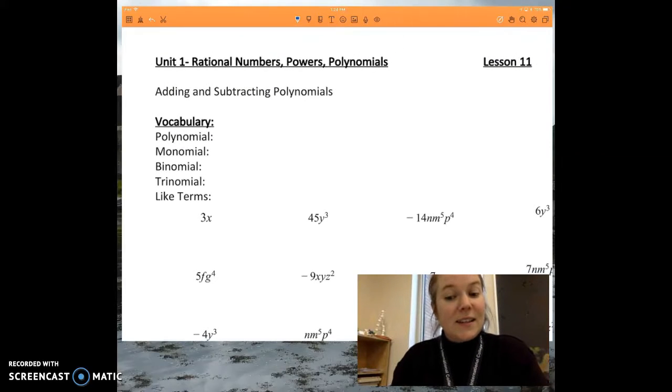Today we're looking at Lesson 11. This is the beginning of the polynomials section of Unit 1. In order to get started with adding and subtracting polynomials, we're going to go through some vocabulary.